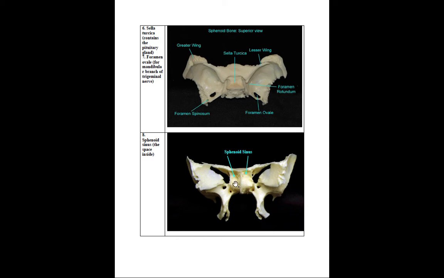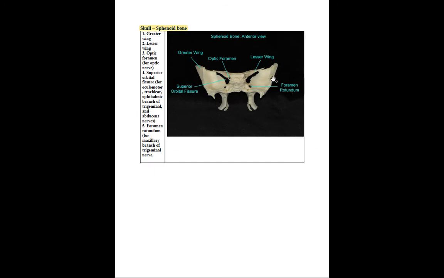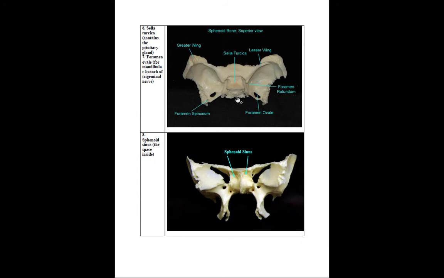If you flip it over and look from an inferior view on the underside of the sphenoid bone, so far we've just been looking at this superior anterior view. If you were to flip it over and look on the inferior side, you could actually see the sphenoid sinus. So that's just these big air-filled spaces right here.